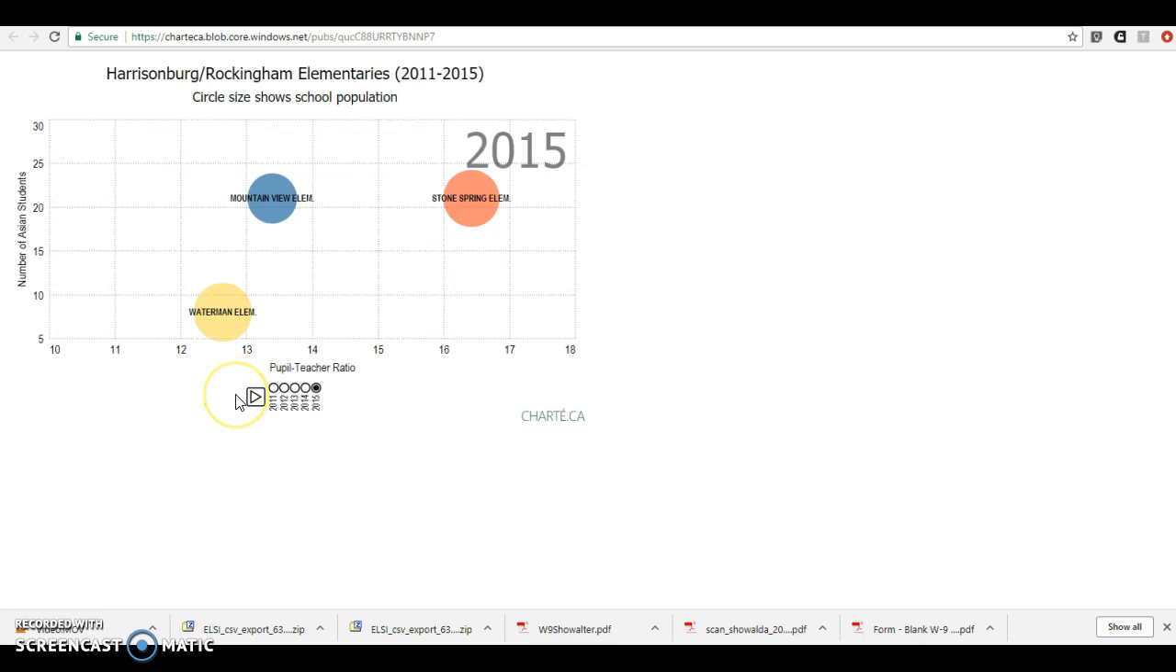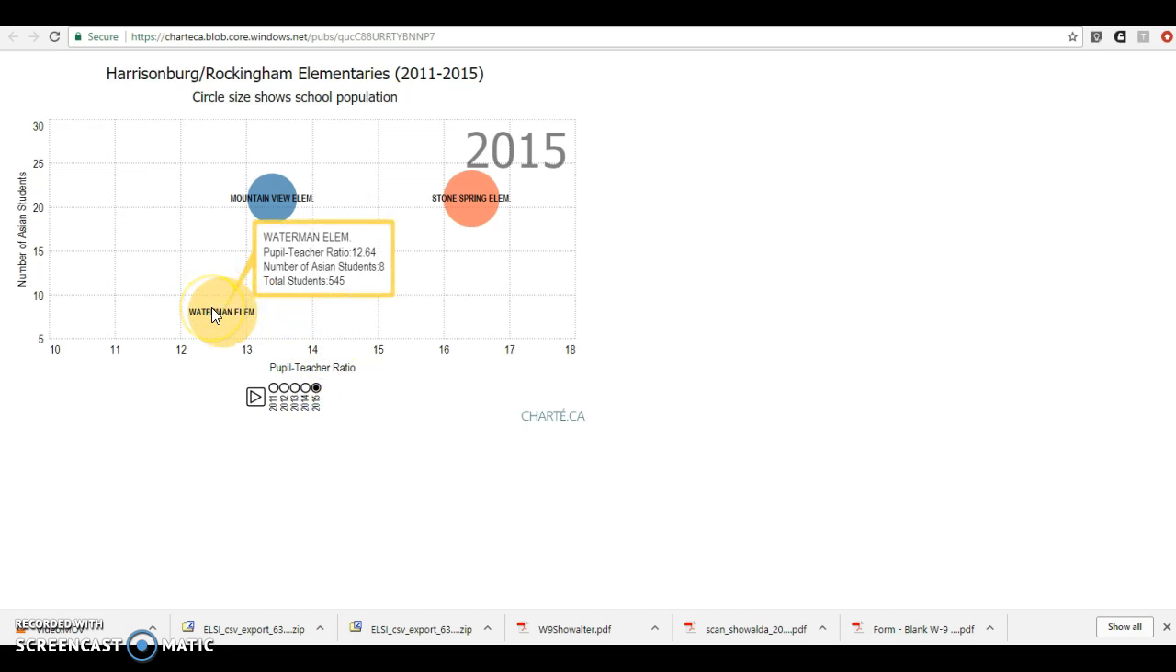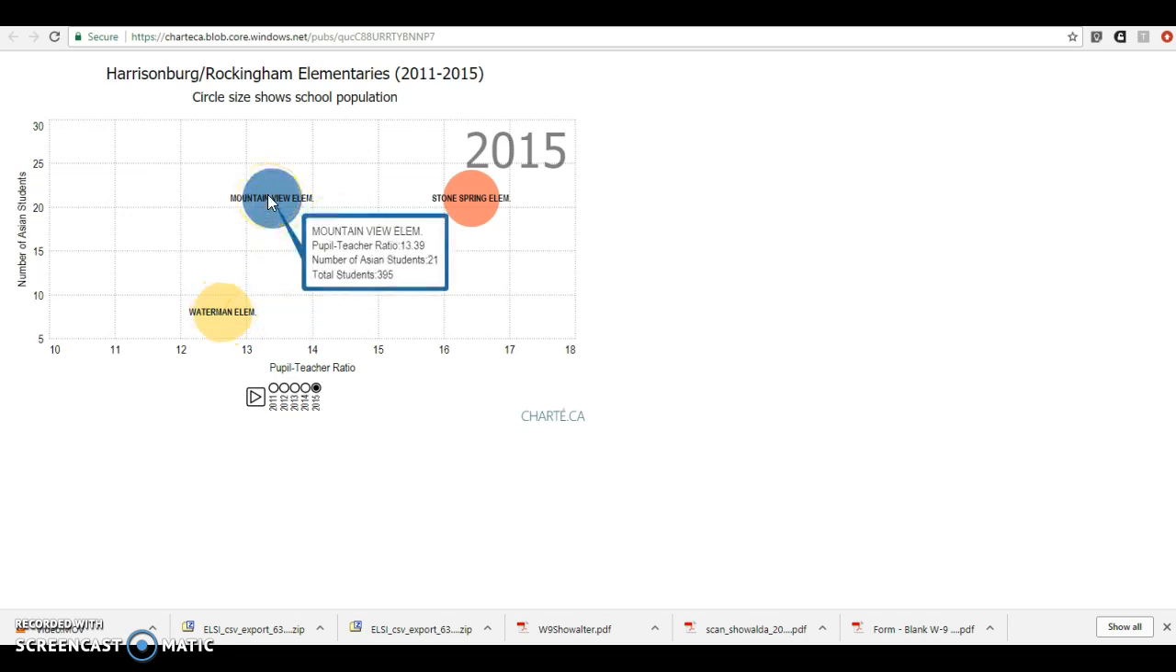And then let me focus not just on the changes, but on the static here. So in terms of number of Asian students, Waterman Elementary has the fewest. Mountain View and Stone Springs have a little more. No one really has a lot. We're talking about 5, 6 grade levels here, and so to have 8 students is about 1 per grade level. Here it's slightly higher, maybe 3 per grade level.